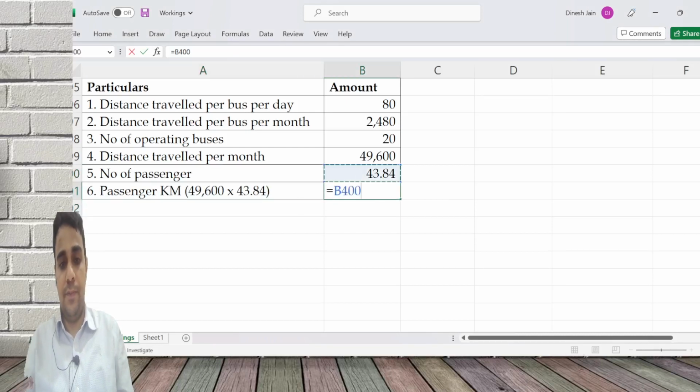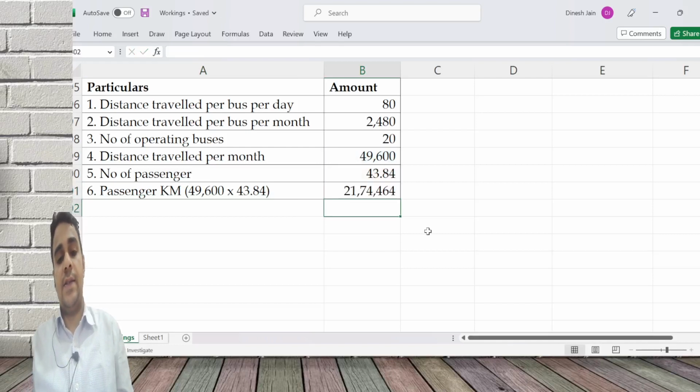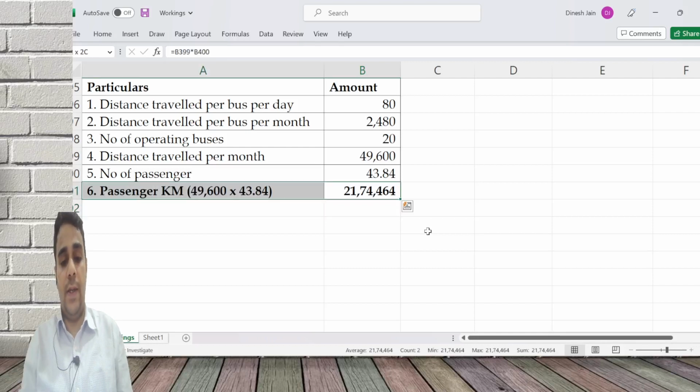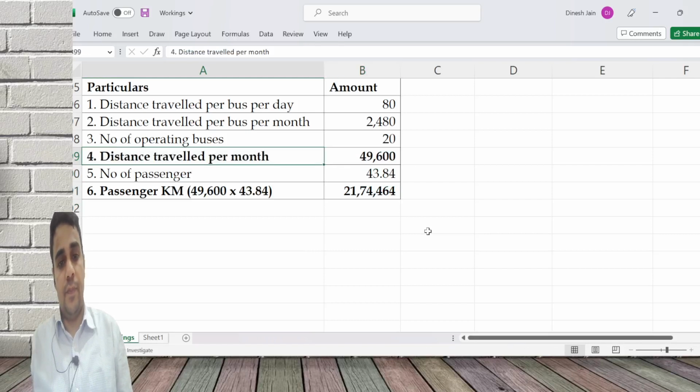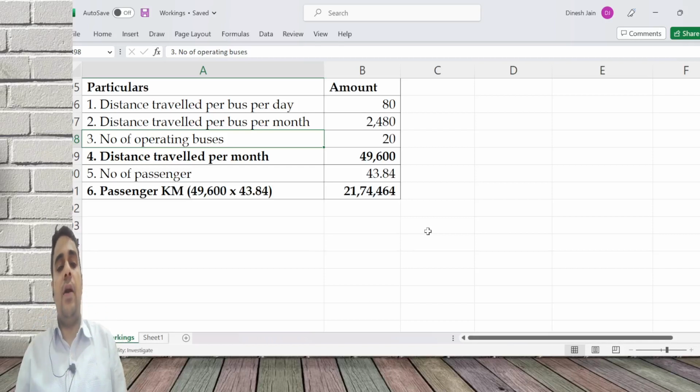Multiplication of these two, so some 21 lakh 74,464 passenger kilometers is going to be the overall passenger kilometer. Distance traveled is 49,600. Number of buses is not 25, you will have to take 20. You will incur cost on all 25 buses, but operational running is only 20.